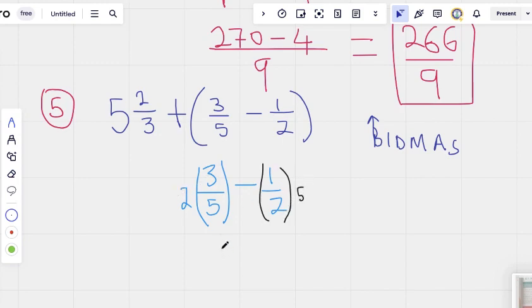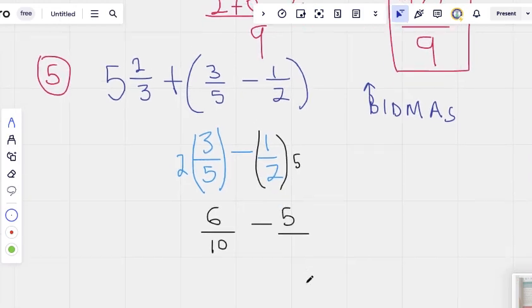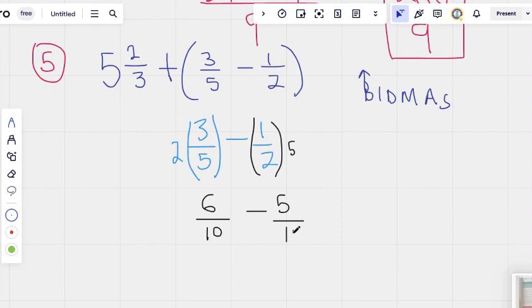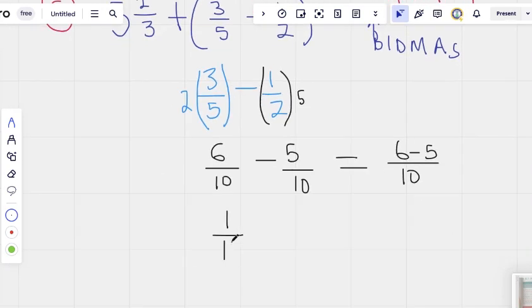So 2 times 3, I get 6 in the numerator. 2 multiplied by 5, I get 10 in the denominator. Minus 5 multiplied by 1, I get 5, over 5 multiplied by 2, I get 10 also. You can see the denominators are the same now. Once they are the same, we write it only one time, and then we subtract the numerators. 6 minus 5, you get 1. So inside the bracket, we get 1/10.